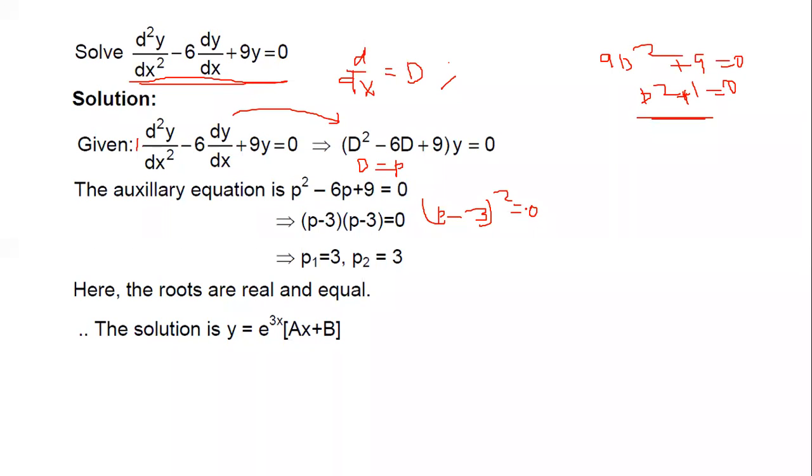In case any doubt is there in the middle, please let me know. So here p1 equal to 3, p2 equal to 3, no need to write like this. Simply we can write p equal to 3, 3. Therefore the roots are real and equal. When the roots are real and equal, then the complementary function is y equal to e power 3x into ax plus b. So these are the three cases to find the complementary function.